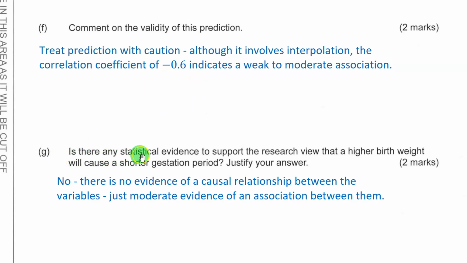Then, is there any statistical evidence to support the research view that a higher birth weight will cause a shorter gestation? And the word here that causes the alarm bells to ring is the word cause. Yep, we know that there is no evidence of a causal relationship between the variables. All we've measured here is that there is moderate evidence of an association between the variables. So that would be our justification. We're going to say no, we've just got evidence of an association.